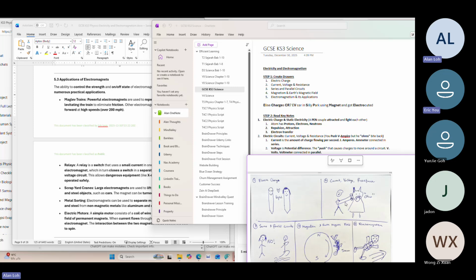So you can start talking about the push, which is the voltage. Then you can start talking about the current, which is the ampere, the vampire. Then also you can start talking about the resistance.